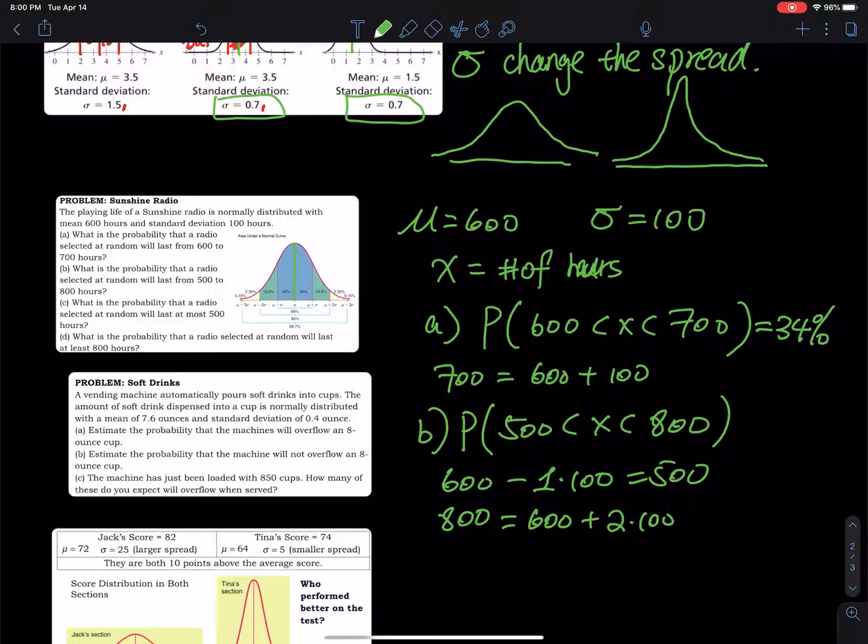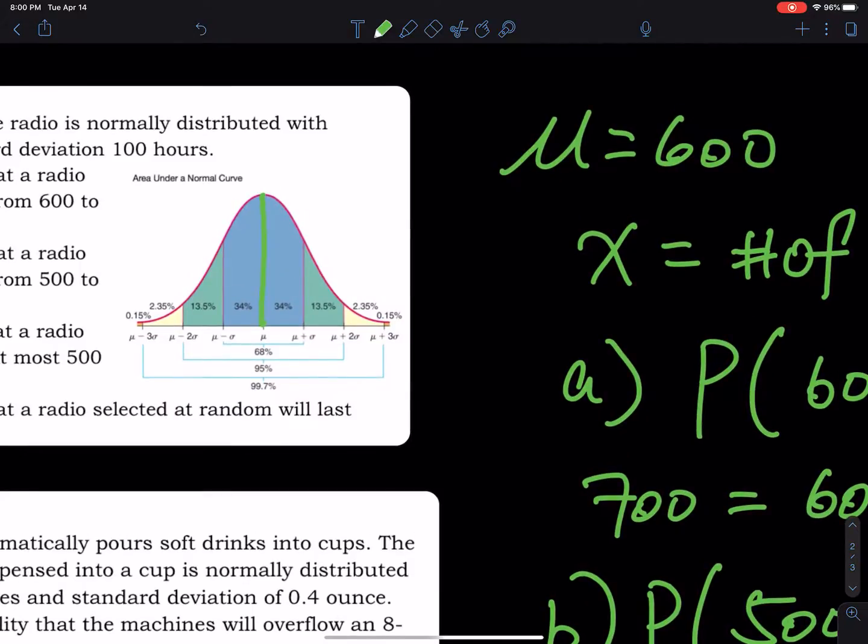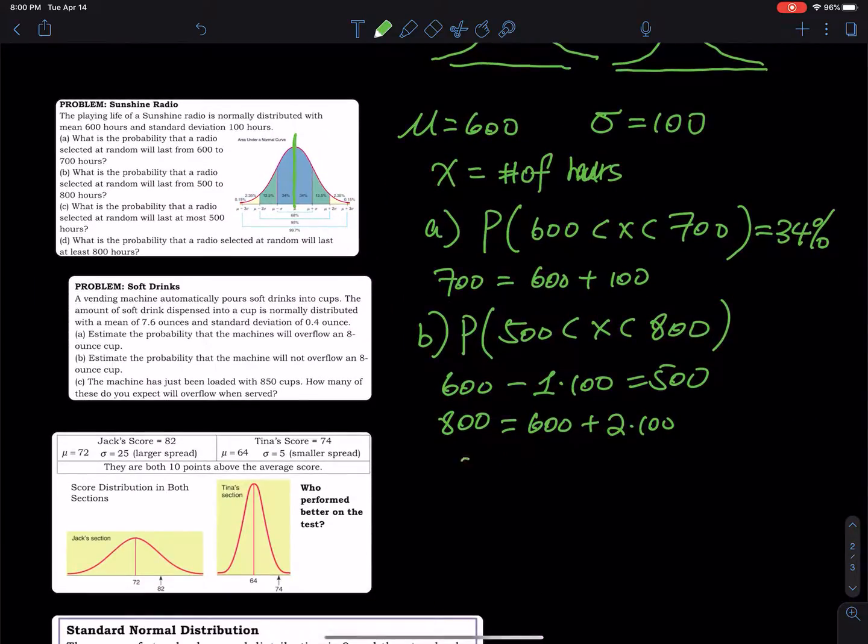So we take 1 step to the left and 2 steps to the right. Let's zoom in. We take 1 step to the left, so we take the 34 on the right and the 13.5. So 1 step, we take 1 number on the left and 2 numbers on the right. This is my center. So take 34 and 13.5. So we have 34% plus 34% plus 13.5%. That is your answer.